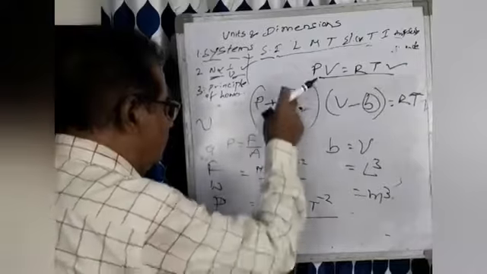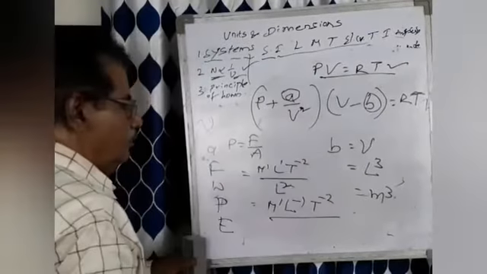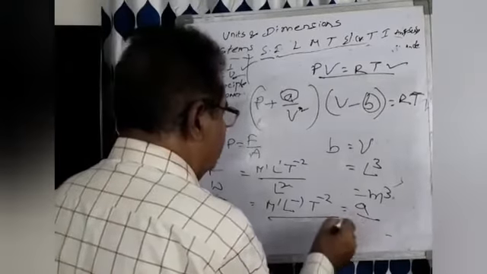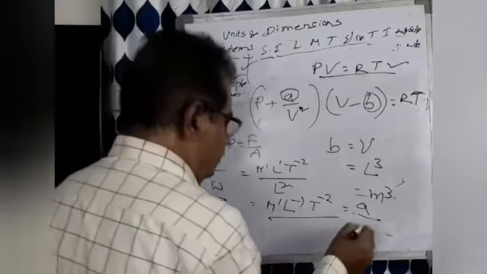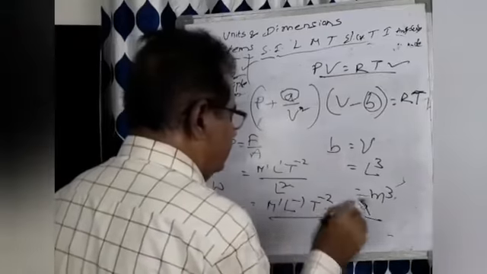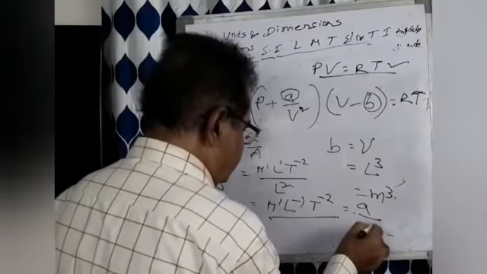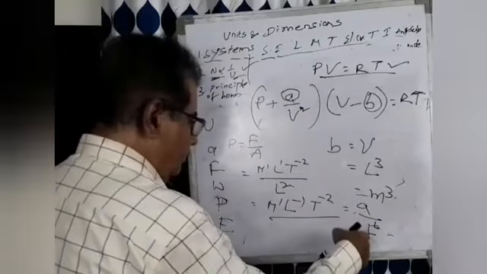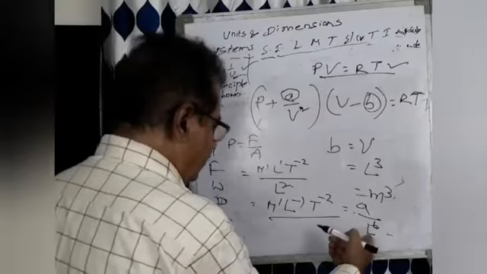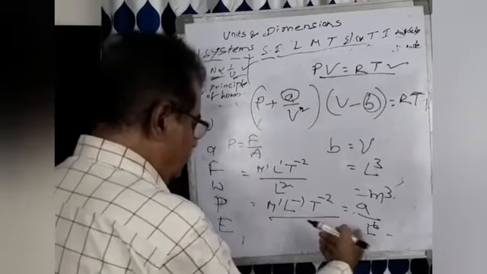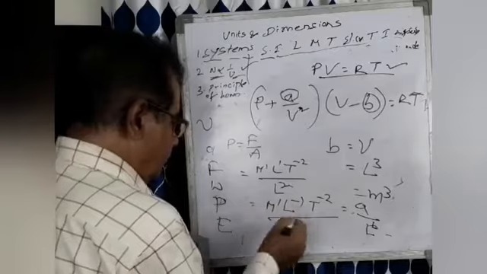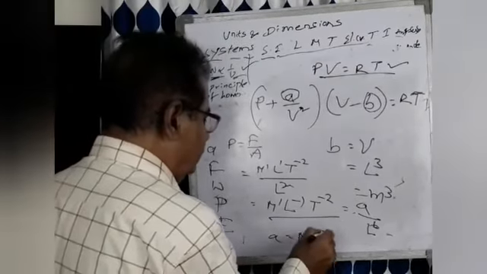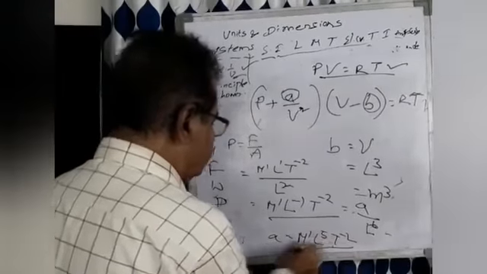So A by V square must have the same dimensional formula. V means L cube. V square means L cube into L cube, L power 6. So P is equal to A by V square. If L power minus 1 comes to this side, it becomes L power minus 1 into L power 6. So A is equal to M power 1, L power 5, T power minus 2.